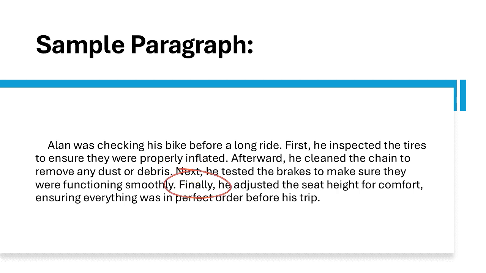Time markers, words like first, afterward, next, and finally signal the progression of time and guide the reader through each step Alan takes, keeping the sequence clear and logical. Conclusion. By the end of the sequence, everything is in order for Alan's trip, signaling the completion of the process. This time sequence paragraph is effective in showing the chronological steps Alan follows, making it easy for the reader to follow along as each task builds upon the previous one.